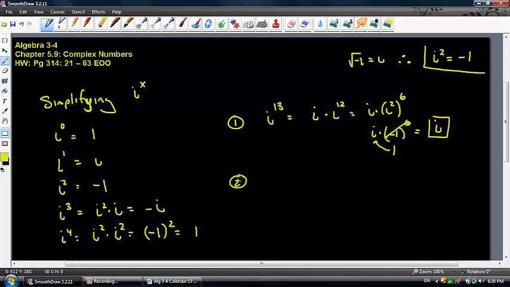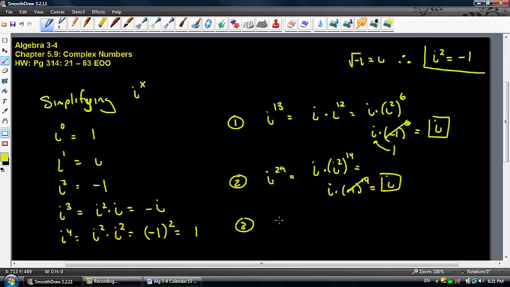And sometimes it just takes a few of these to really nail it to the wall. Why don't we do i to the 29th power? This is going to be i times i squared to the 14th power. So I've got i times negative 1 to the 14th. We got the same kind of answer here. Negative 1 to an even power is 1, times i is i. Number 3.